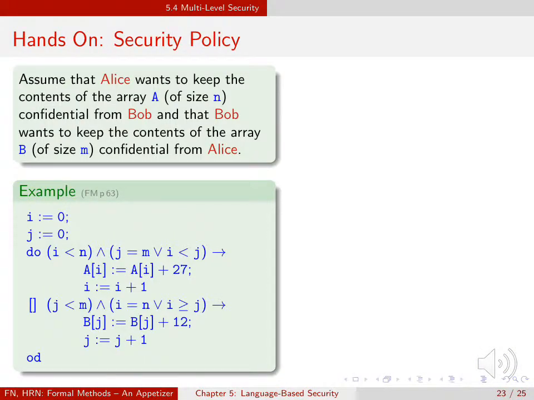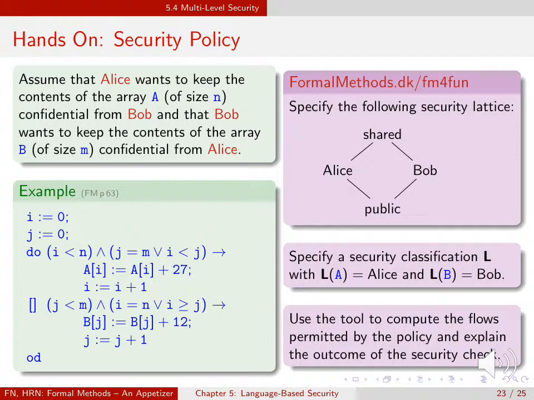Let us consider a variation of our example from earlier. The array A now belongs to Alice and the array B to Bob, and they want to keep their arrays private to themselves. For this, it may be natural to use the following security lattice where the shared levels should be avoided. Use the online tool to specify a security classification for realizing Alice and Bob's intentions. Use the online tool to check that you got it right. Having done this, you should read the section in the book doing the try-it outs on the way.